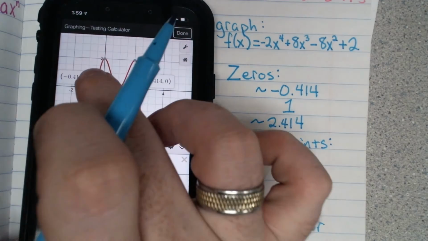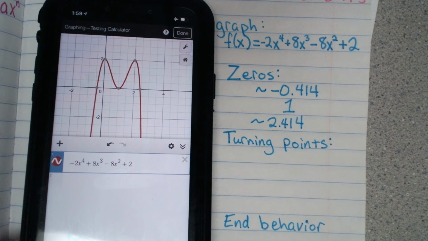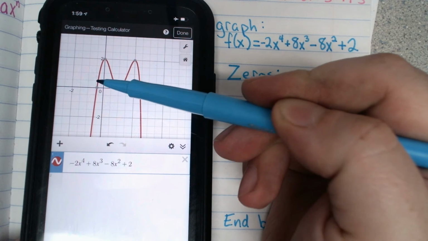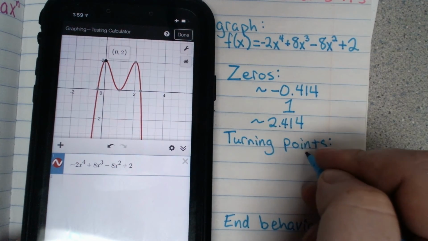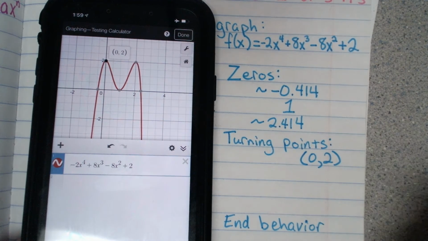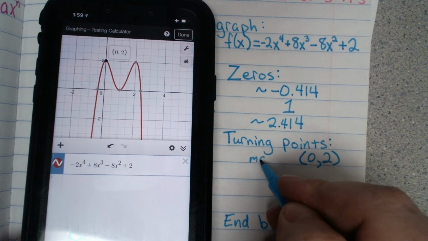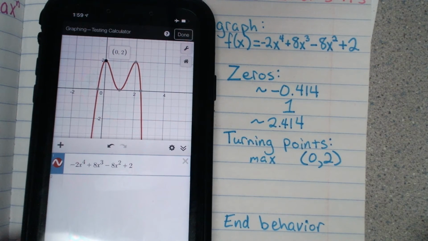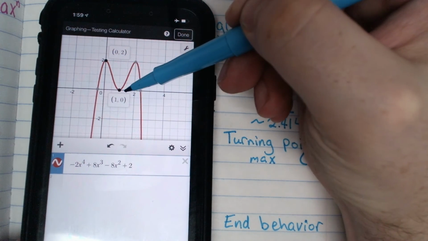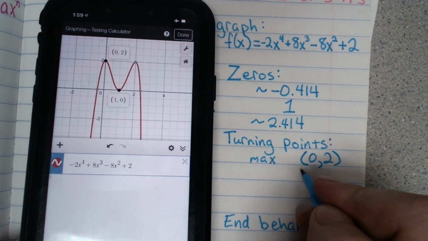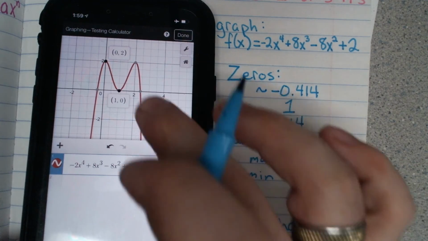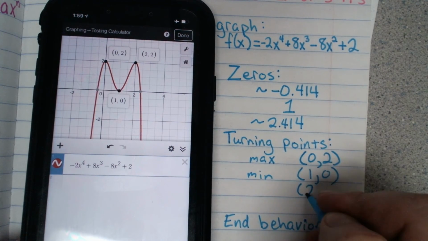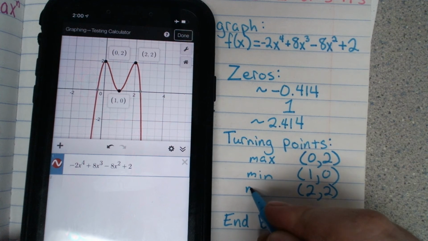Then we're going to look for the turning points. So this is where our graph changes direction. So the very left, we're coming up, and then we get to a relative maximum right here. One of them is at (0, 2). That needs to be written as an ordered pair, and it's a relative maximum. One of them occurs here because we're going down, and then we start to come back up. So that is at (1, 0), and that's a relative minimum. And then the last one is right here at (2, 2), as we go up and start to come back down again, and that's another relative maximum.